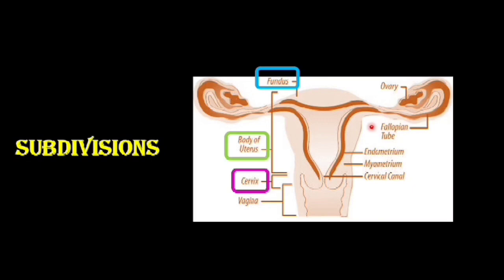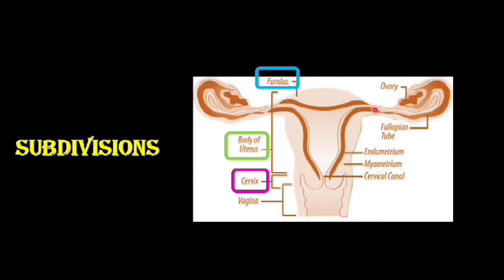And this angle is known as the supralateral angle or cornu. This angle is very important because it marks the tubo-uterine junction, that is, the junction where the uterine tubes open into the uterus. It is also related to two ligaments, the round ligament of the uterus and the ligament of the ovary.